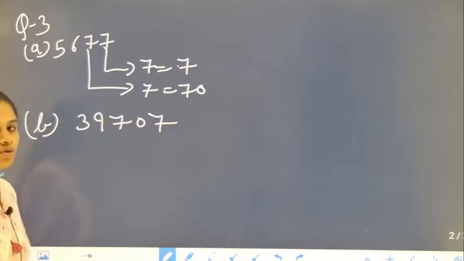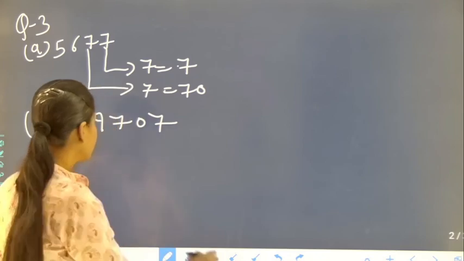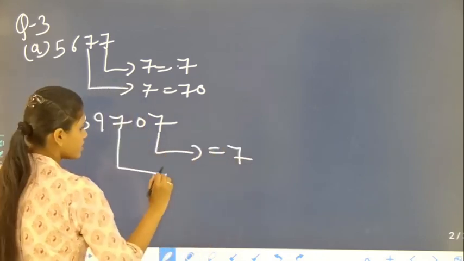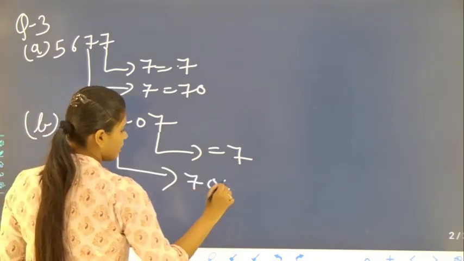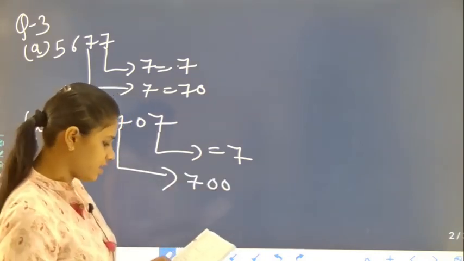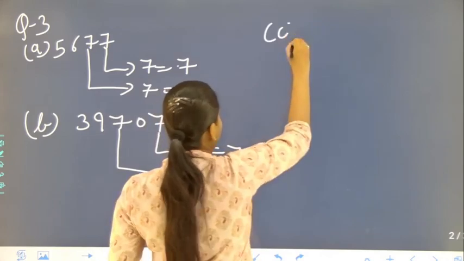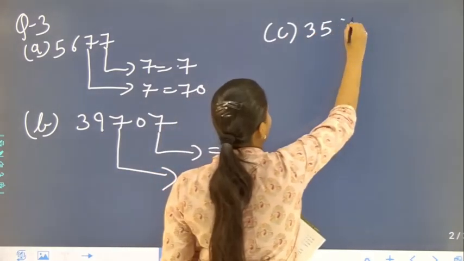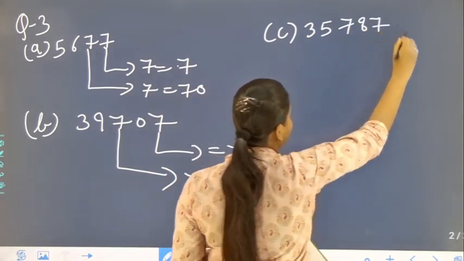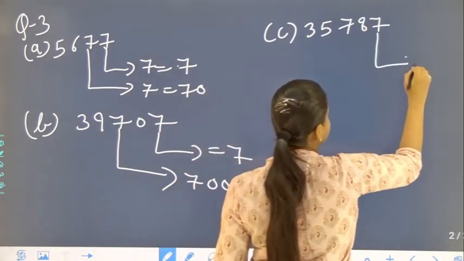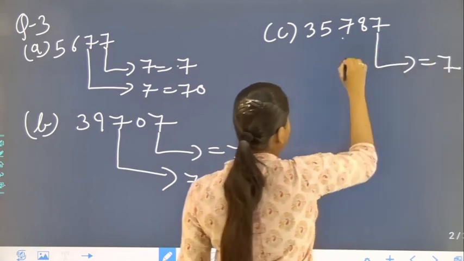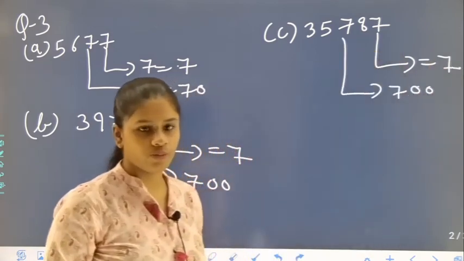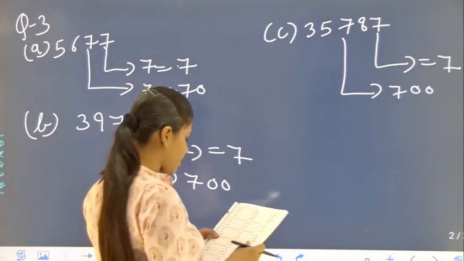39,707. Again we have to tell the place value of 7. That is, again this is ones and this is 700. Now move to the next part, that is C. 35,787. Again that is ones and this is 700. Okay, now move towards the next part, that is D.